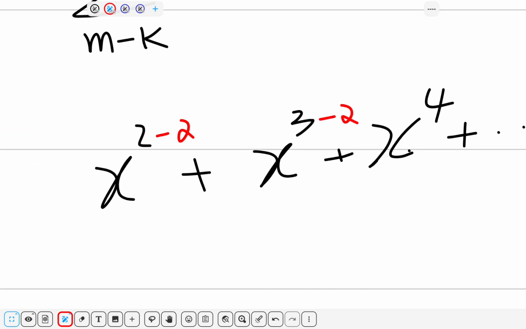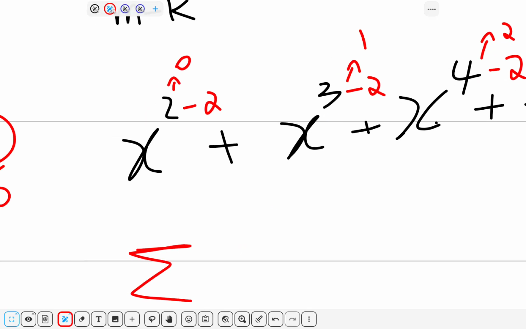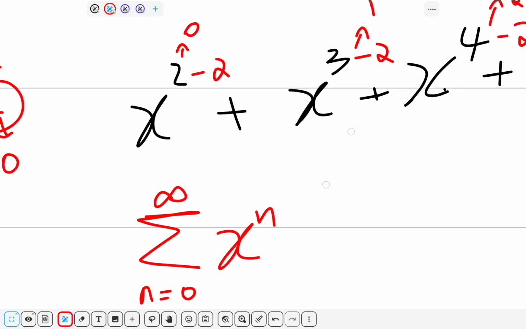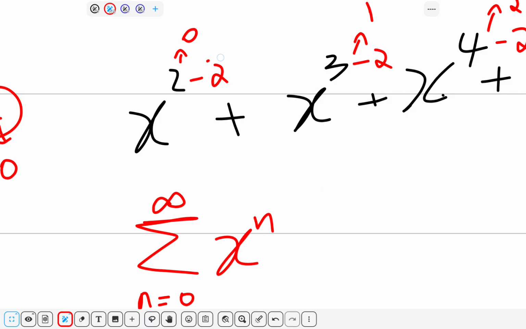No, I don't need to go back here. Wait. Yeah, I can go back everywhere. I will just go back everywhere. So this will be 0, this will be 1, this will be 2, and I will write this in the form of summation. Now I have that form, x power n. But now I went back, right? Now just add the 2 back. So basically, subtract 2, add 2, subtract 2, add 2, subtract 2, add 2.